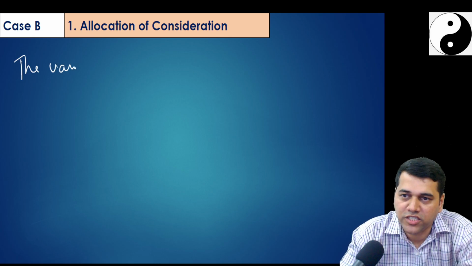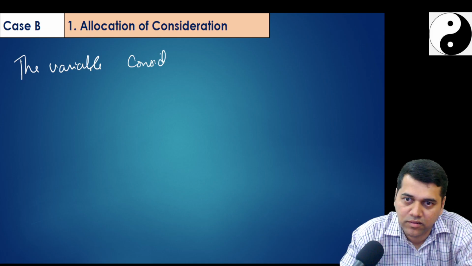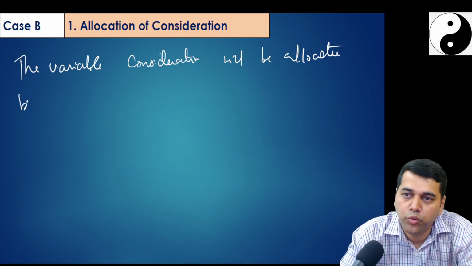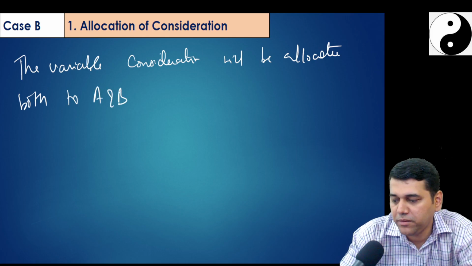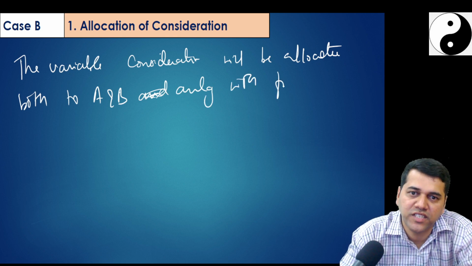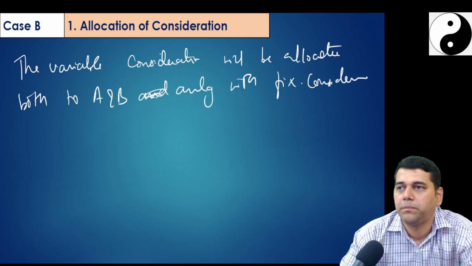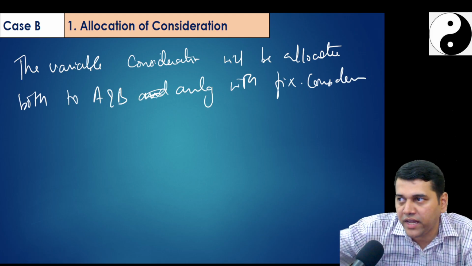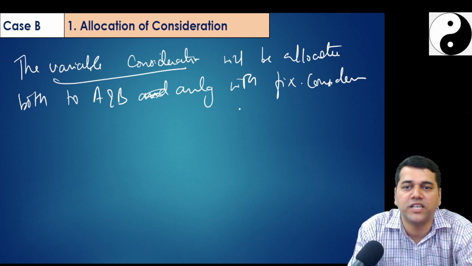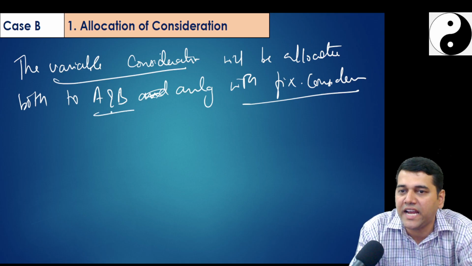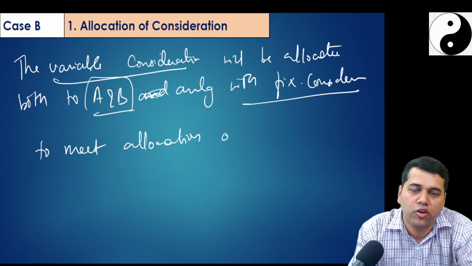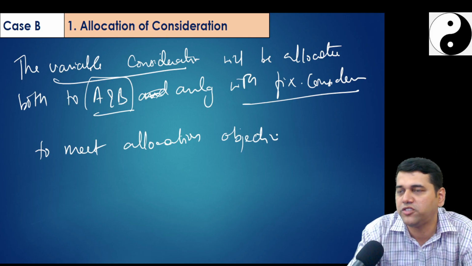The variable consideration will be allocated both to A and B along with fixed consideration. Previously, we allotted fixed consideration to A, variable consideration to B. But in this case, both variable consideration and fixed consideration we are going to distribute to A and B to meet the allocation objective. Enough, right? If I tell you this much, have you understood?